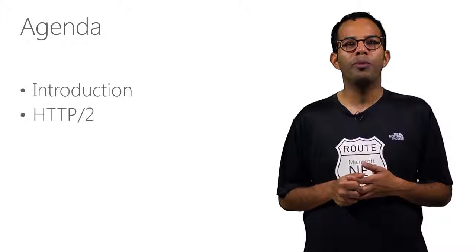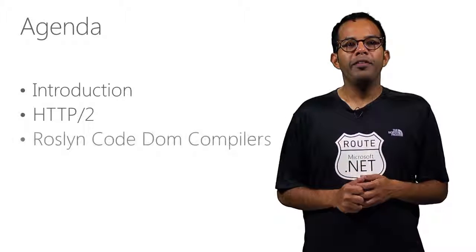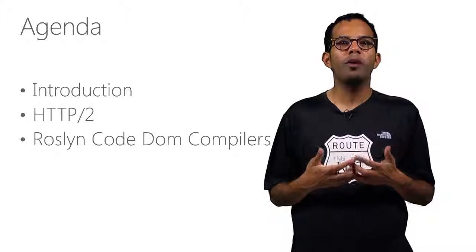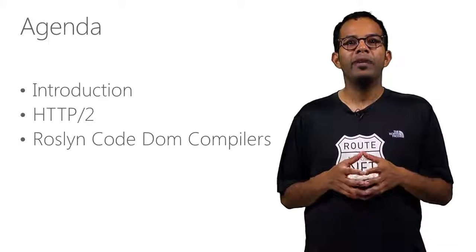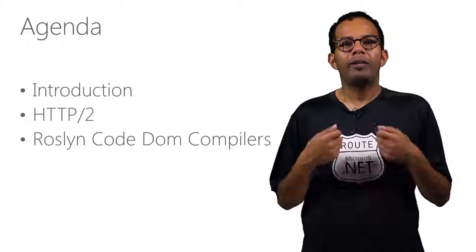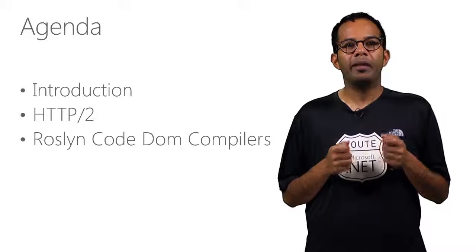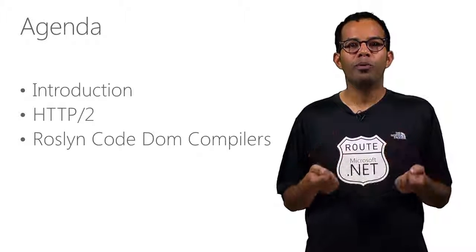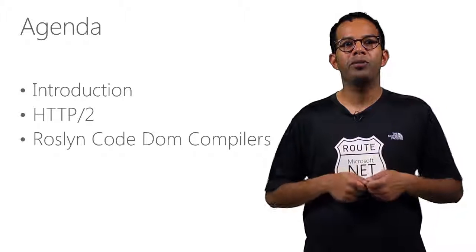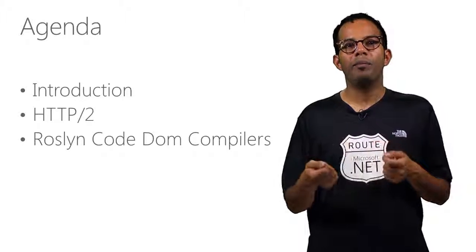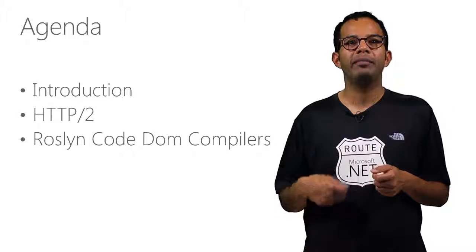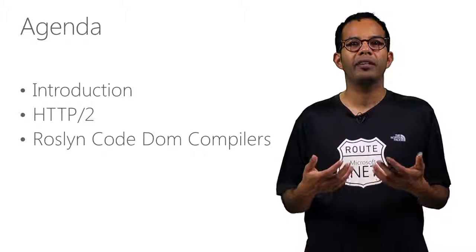applications using the HTTP2 protocol. We are adding support for Roslyn-based code DOM compilers. Code DOM compilers are used in ASP.NET to pre-compile your views or to compile your views at runtime. And Roslyn is a .NET compiler platform which is open sourced, which provides C# and VB compilers so that you can use these compilers to do code analysis. You as a developer can now build on the same set of APIs that Visual Studio builds on to provide support for things like IntelliSense or refactoring.